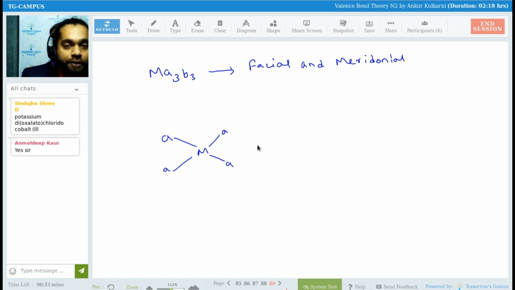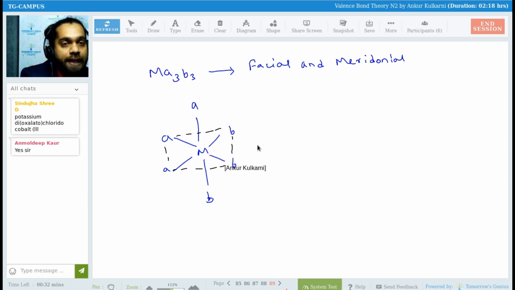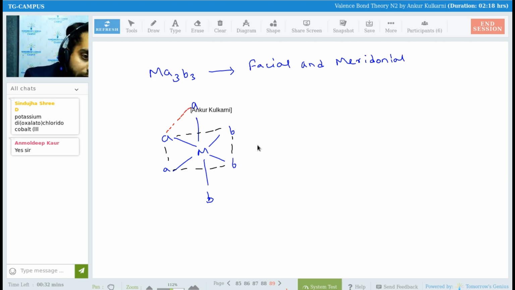Here, facial and meridional. Look over here. Now, what is facial? What is meridional? Facial means you have one ligand at one face. I will have the A ligand over here. B, B, B, B, B, B. So if I join this, everyone look at this carefully. I want you to imagine. So this A, they are at a single face. Are you getting it? They are at a single face.